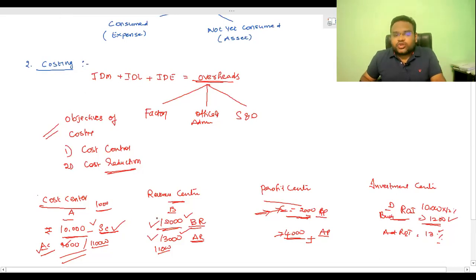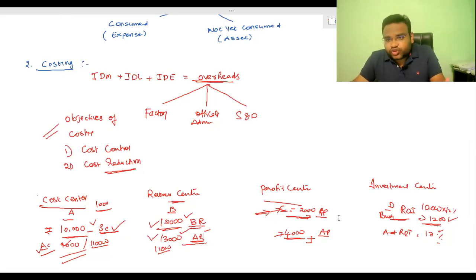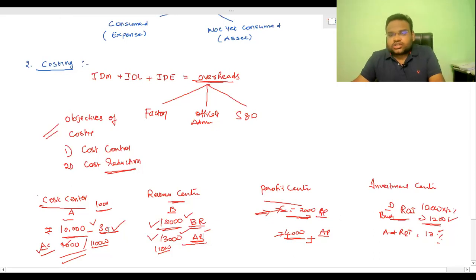In terms of revenue center, I'm comparing my actual revenue with what? Budget revenue. In terms of profit center, I'm comparing my actual profit with my budgeted profit. Budgeted profit, if you remember, we will be using in standard costing also. Budgeted profit is nothing but budgeted revenue minus standard cost. I repeat the word: budgeted profit is nothing but budgeted revenue minus standard cost.